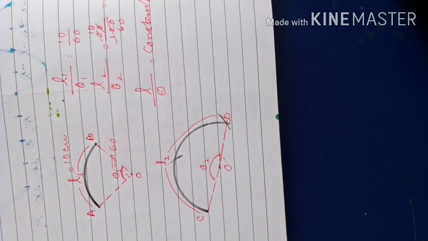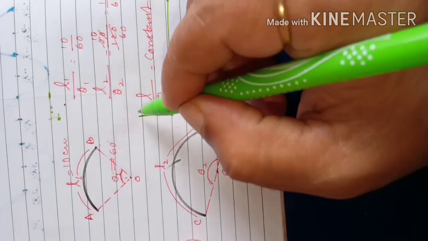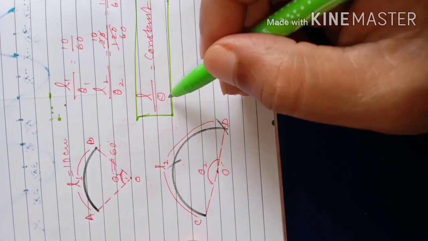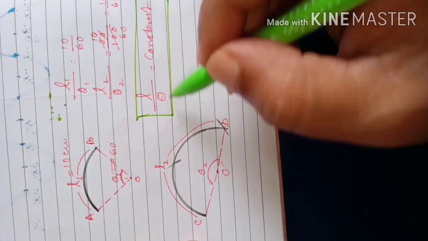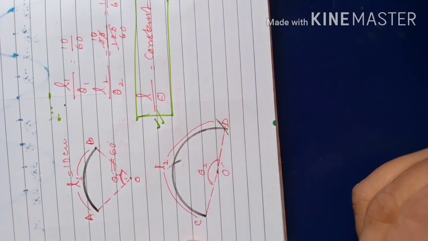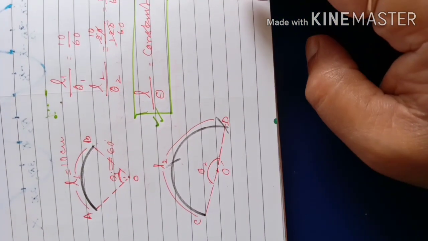Okay, dear students. So length of an arc is proportional to the angle subtended by the arc at the center. This is an important relation, keep in mind. So with the help of this, we'll try to find out the length of an arc of a circle.